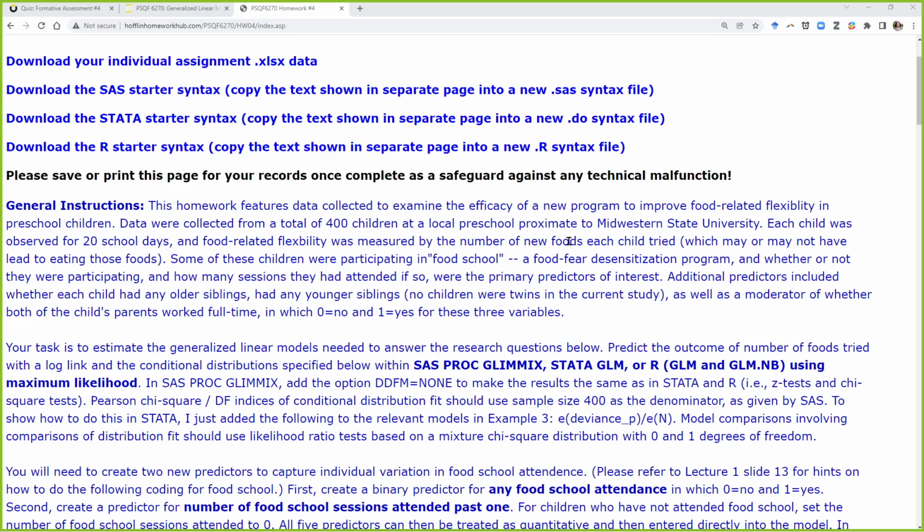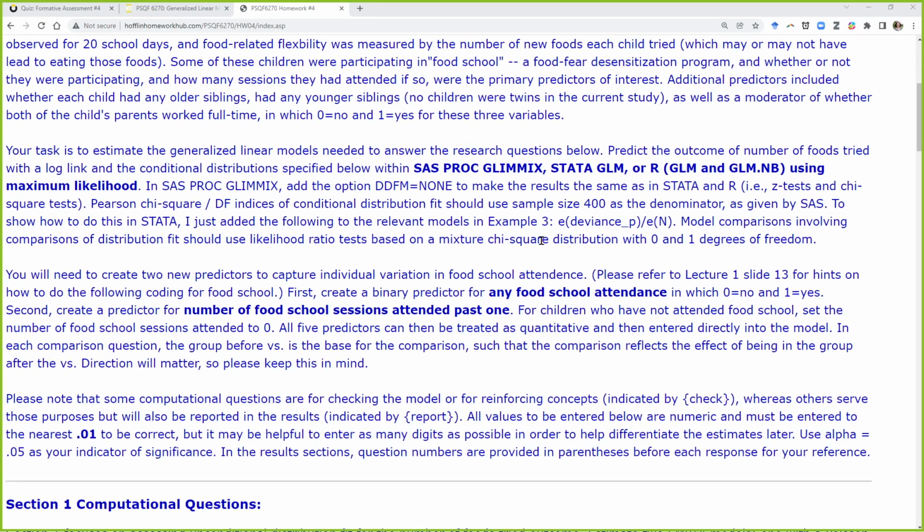Okay. And for those of you using Stata, just a reminder that to compute the Pearson chi-square over degrees of freedom statistic for conditional distribution fit, you'll need to use n as your denominator instead of n minus k. And I put in code in example 3 when I was building this homework, and it's inside the instructions right here for what the Stata command is to generate that piece of output for you, so you don't have to do any math.